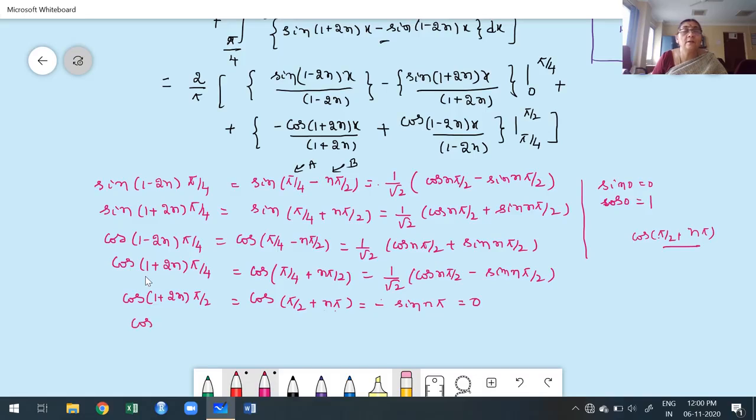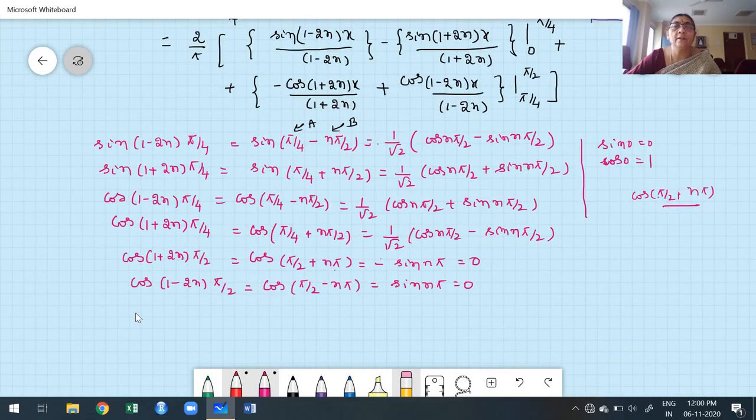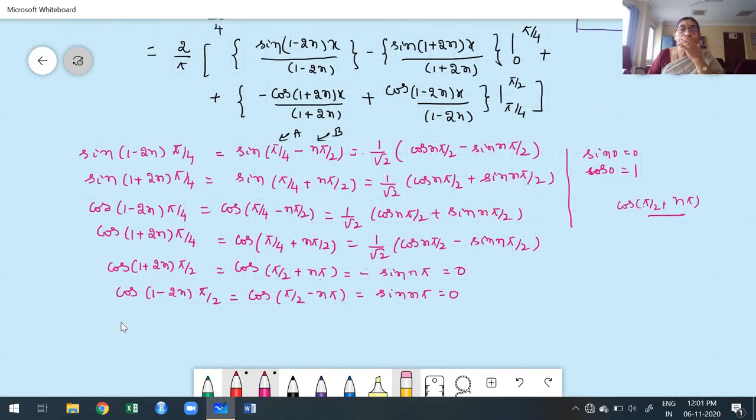Similarly, cos of (1 minus 2n) into pi by 2 is nothing but cos of pi by 2 minus n pi, 2 cancels. Now here, cos of pi by 2 minus theta is sin theta. What is theta? n pi, sin n pi. What is sin n pi? 0. Yeah, this is a way to do it. This shows that the pi by 2 value for cos must be 0 in both the cases. Carefully I have to apply the upper and lower limit for this.